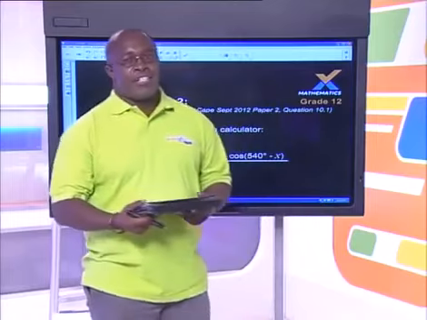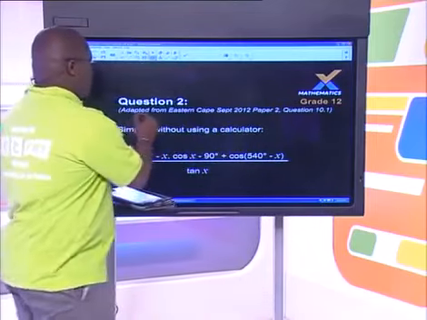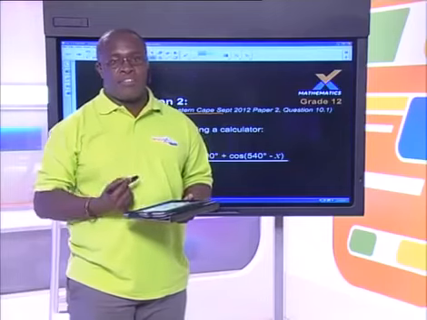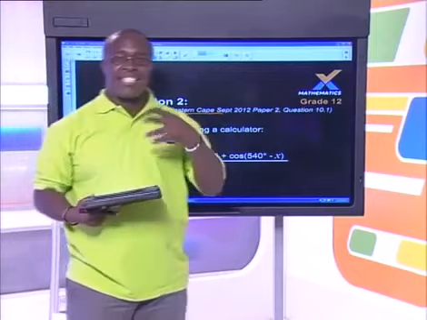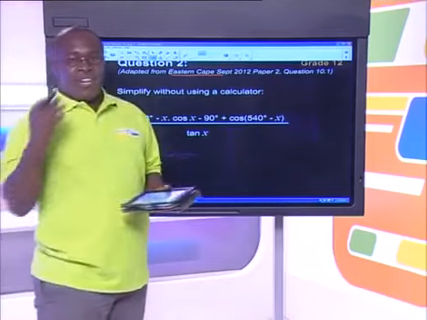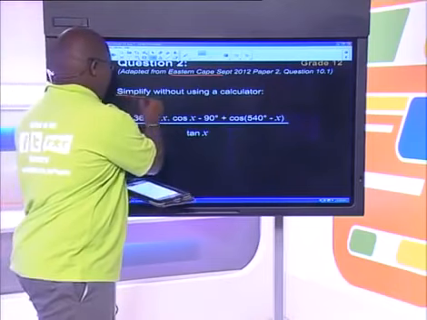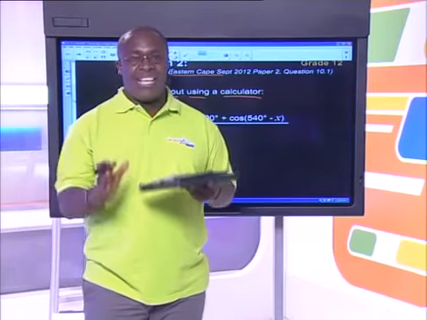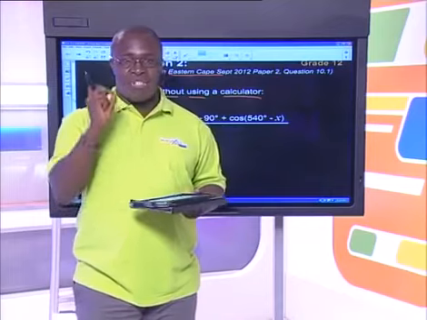Okay, Mindsetters, today we're going to be looking at a question that was adapted from the Eastern Cape. So you find that it was from the September 2012 paper 2. It was the prelim exams. Now, let's look at what we are required to do. The question says, simplify without using a calculator. It's extremely important for you to understand the question before attempting to do anything. First of all, understand what you are required to do.